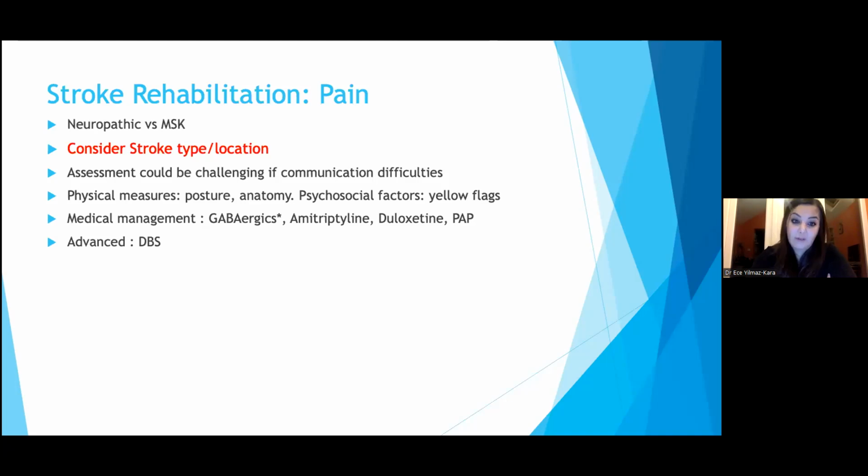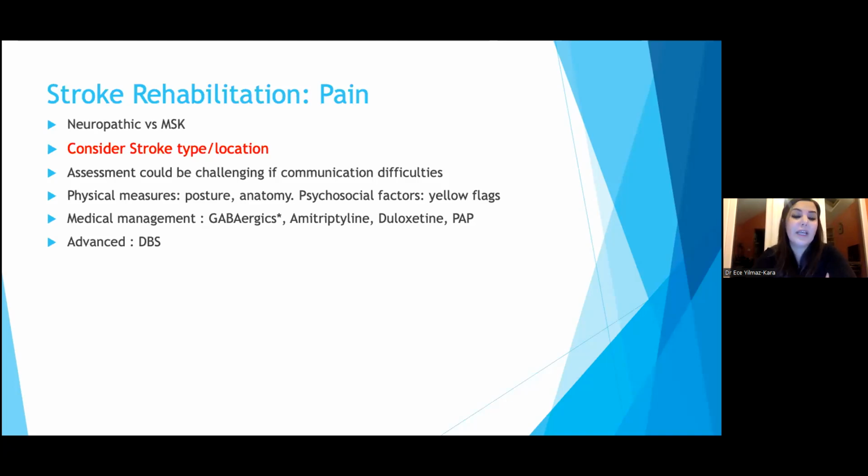We always start with physical measures, especially with MSK pain. We explore posture, anatomy, and psychosocial factors, any yellow flags. But we do want to do medical management when appropriate. We don't want chronic established pain in our stroke rehab patients.